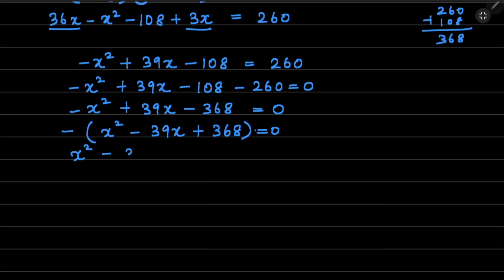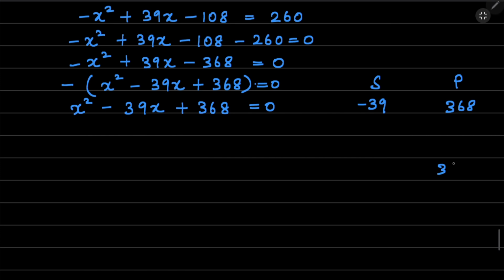The equation that we have now is x square minus 39x plus 368 equal to 0. So the sum and the product. Sum is minus 39, that is your B. Product is 368. Let's do the prime factorization of 368.